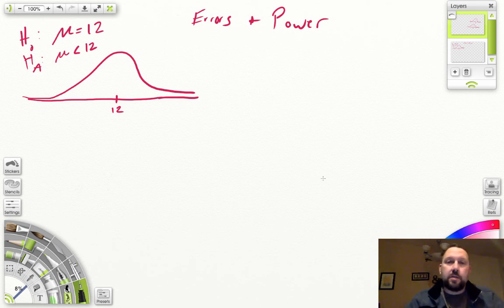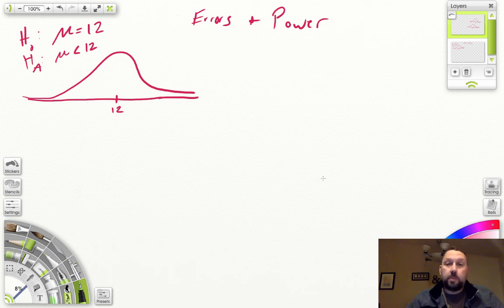As you can see from the title at the top, we're talking about errors and power. Now, in the past, when we've talked about error, we've been talking about standard error, the average distance of every sample mean from the entire mean, like standard deviation, or we talked about other errors like sampling error.